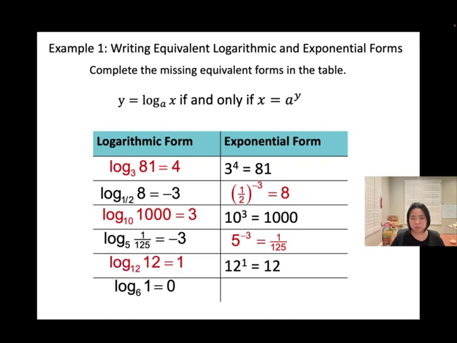Okay, last two here. Log base 12 of 12 equal to 1. And this one, 6 to the power of 0 is going to be equal to 1. Okay, right? You need to know how to write the exponential form and the log form using this formula.